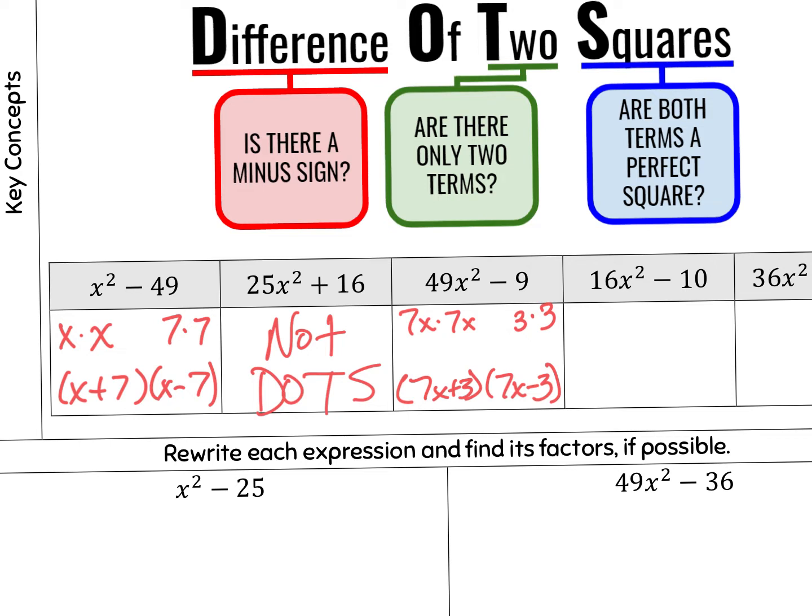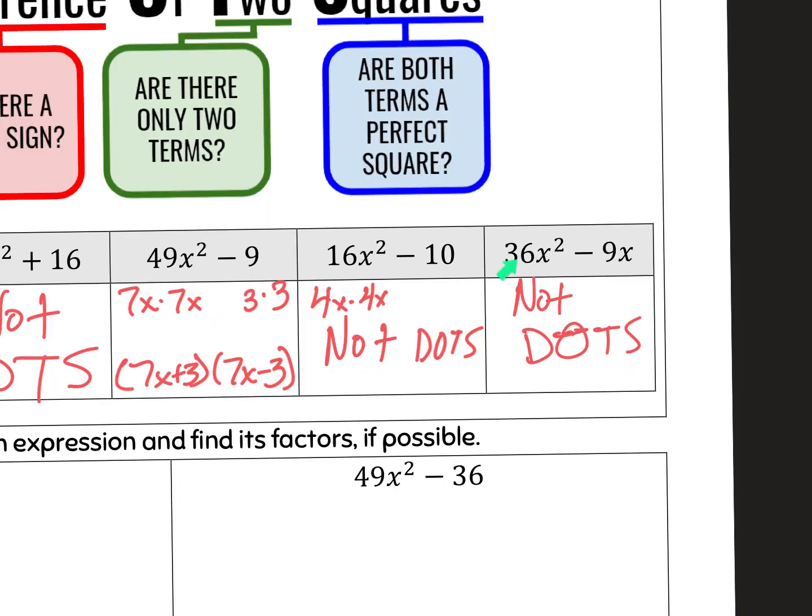Since we have right here 4x times 4x gives me 16x squared. But for the 10, there's not a number times itself that will give you 10. So this one is not dots. Not a difference of two squares. On the last one here, 6x times 6x gives me 36x squared. But for the 9x, 3 times 3 is 9, and 3x times 3x will be 9x squared. So this is not a perfect square here. So it is not dots.